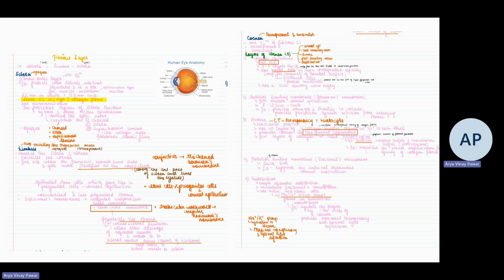The next layer is the anterior limiting membrane, also known as Bowman's membrane. It is just beneath the corneal epithelium, right? It provides strength to the cornea, because these limiting membranes are supporting membranes. If there is an infection, it provides protection to the corneal epithelium. It provides strength to the corneal epithelium. It provides stability to the cornea itself.